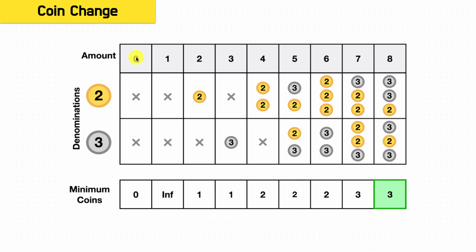So we start at 0, no coins can reach 0, and we're going to use a hash table for the memoization, and we just initialize the first value to 0 because no coins can ever reach 0.